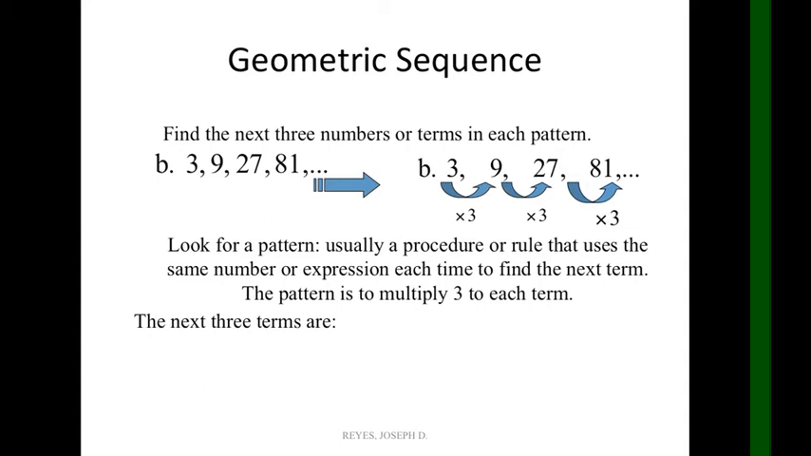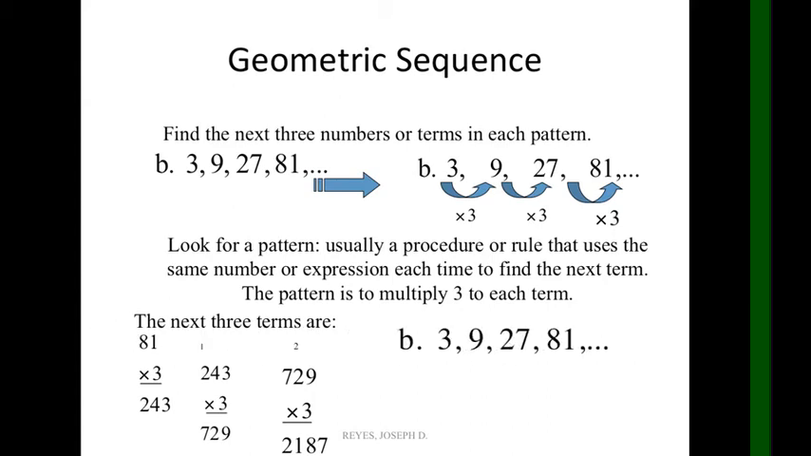So, the next three terms that we are looking for in our imperative are: 81 times 3 is 243. 243 times 3 is 729. And 729 times 3 is 2,187. Therefore, the next three terms for the sequence 3, 9, 27, and 81 are 243, 729, and 2,187.